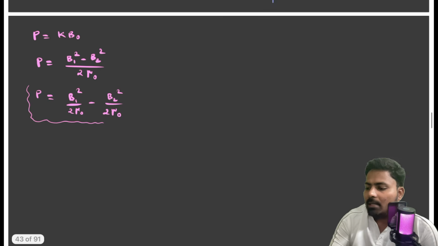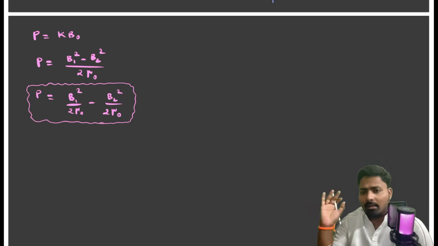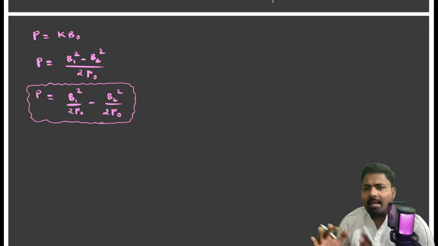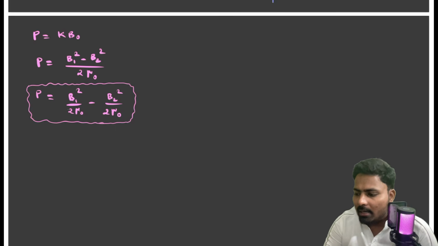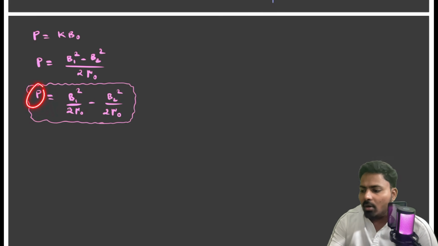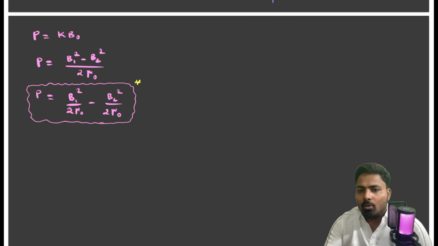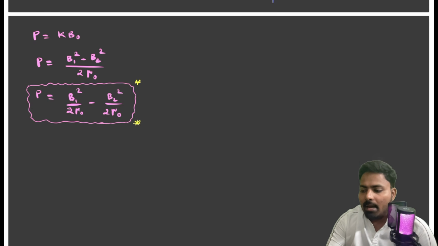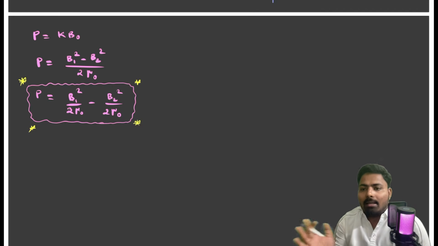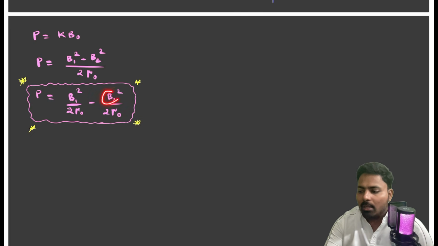So this is something similar to the electrostatic pressure that we get. Later, when you want to remember this formula, you can just check the analogy. So the final result is the pressure b1 square by 2 mu naught minus b2 square by 2 mu naught. Here the most important thing is that b1 and b2 are the net magnetic fields that are present on either side of the sheet.